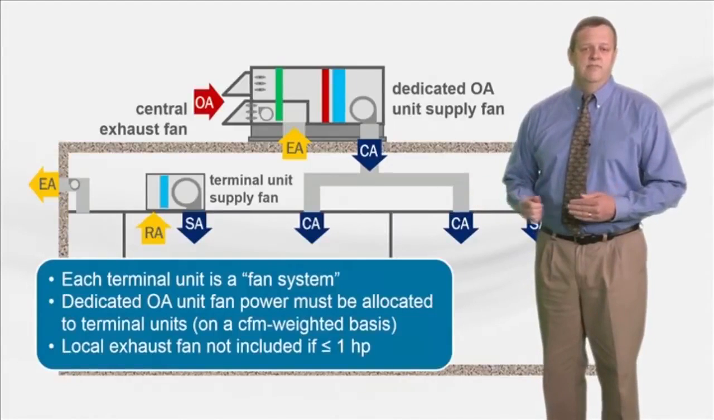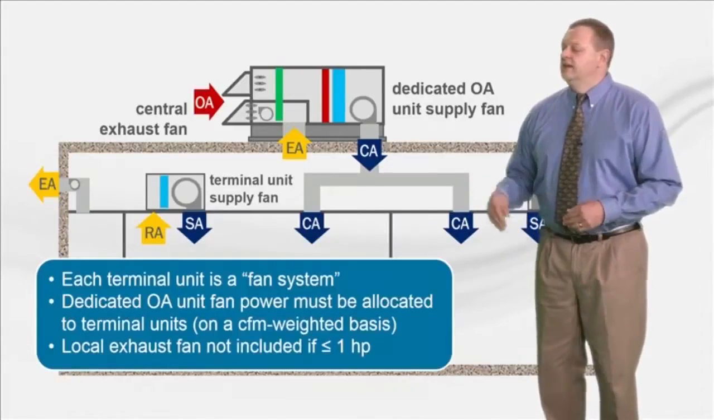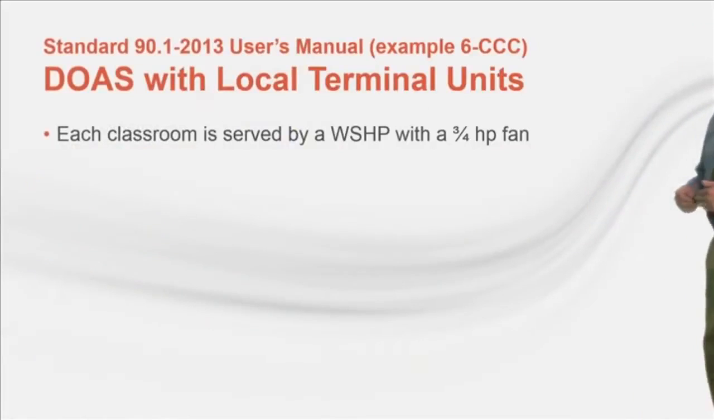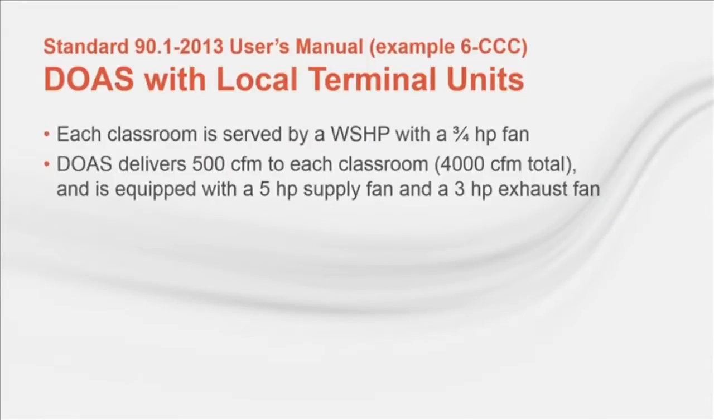In this case, the power of the dedicated outdoor unit fans must be allocated to each of the terminal units on a CFM-weighted basis. In this example from the user's manual, a wing of an elementary school uses 8 water source heat pumps, each with a 3/4 horsepower fan motor. A dedicated outdoor air unit supplies 500 CFM of outdoor air to each of the 8 classrooms. This dedicated unit is equipped with a 5 horsepower supply fan and a 3 horsepower exhaust fan.